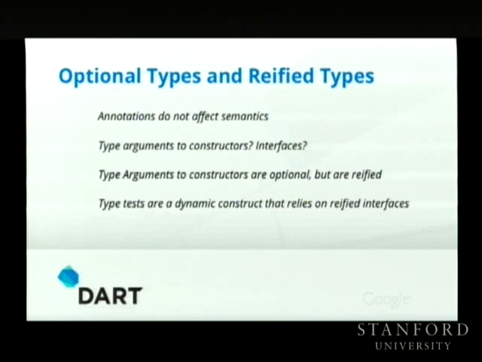And we also reify the interfaces. But as you can see, they're optional. And under the covers, what happens is we pass this magical dynamic type and store it, and it's represented at runtime. And type tests are a dynamic construct that is looking at that reified information. And that's how we square the circle.